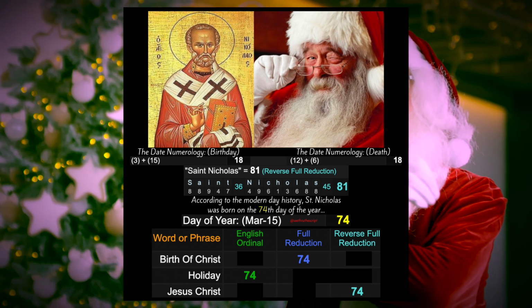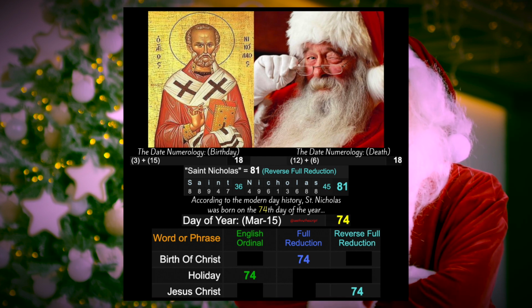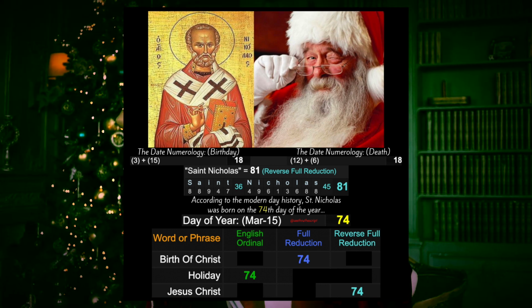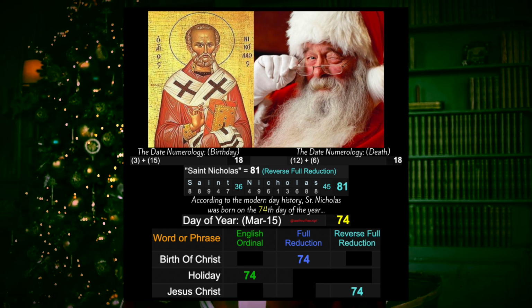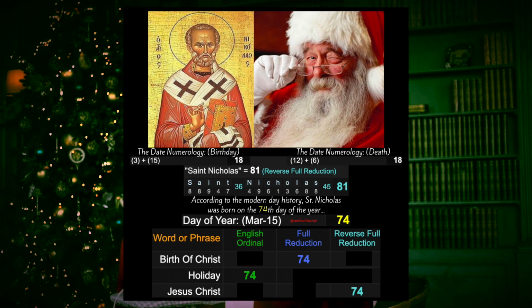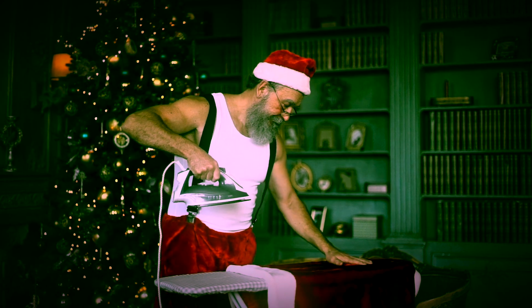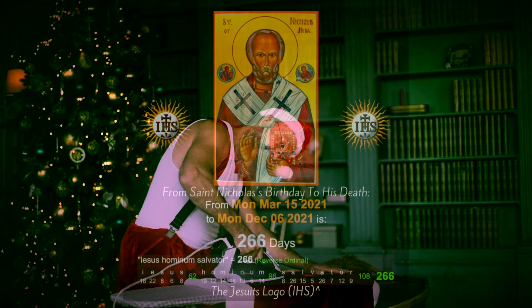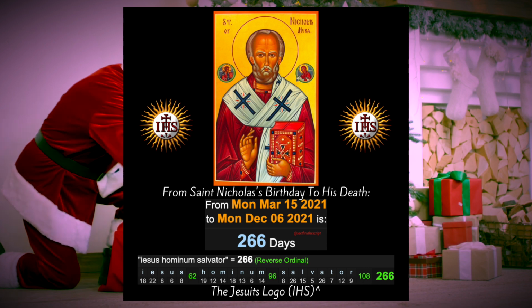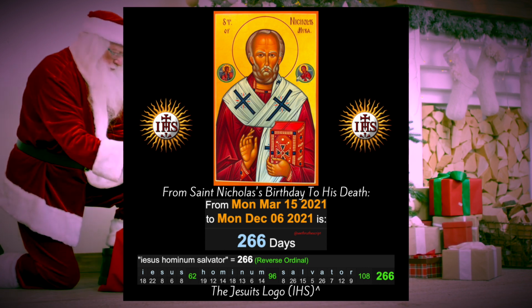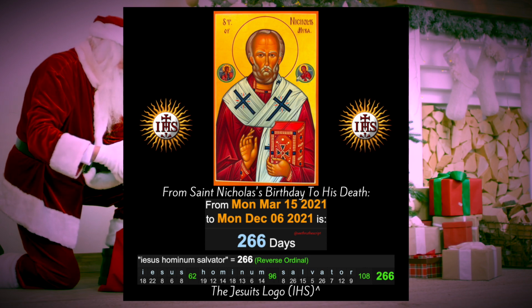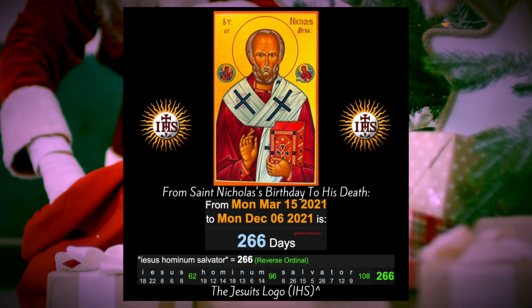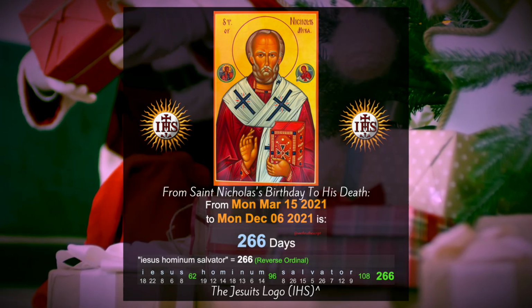According to the modern day history, St. Nicholas was born on the 74th day of the year, that is March 15th. And birth of Christ, as we discussed earlier, equals 74, holiday equals 74, and Jesus Christ equals 74. So very interesting. Now, something else that's also interesting about St. Nicholas is that from his birthday to his death was a span of 266 days, and that is in line with Jesus Hominum Salvator, which is the Jesuits' logo, IHS, which equals 266.